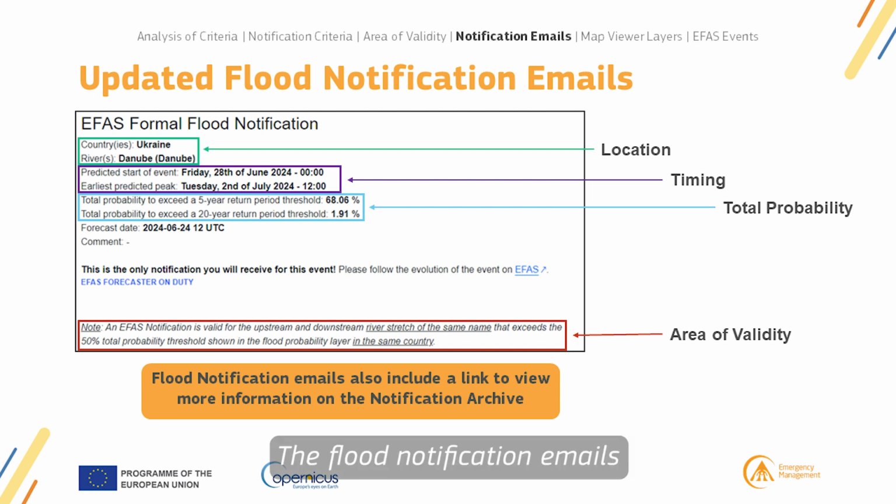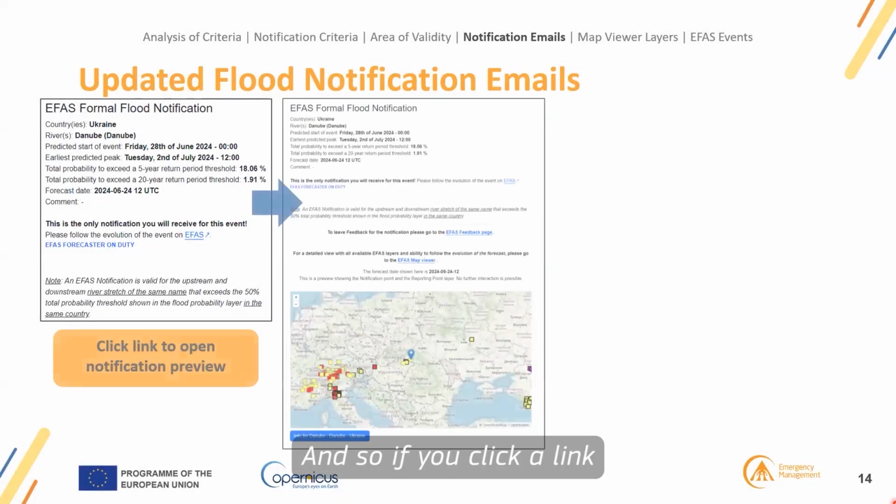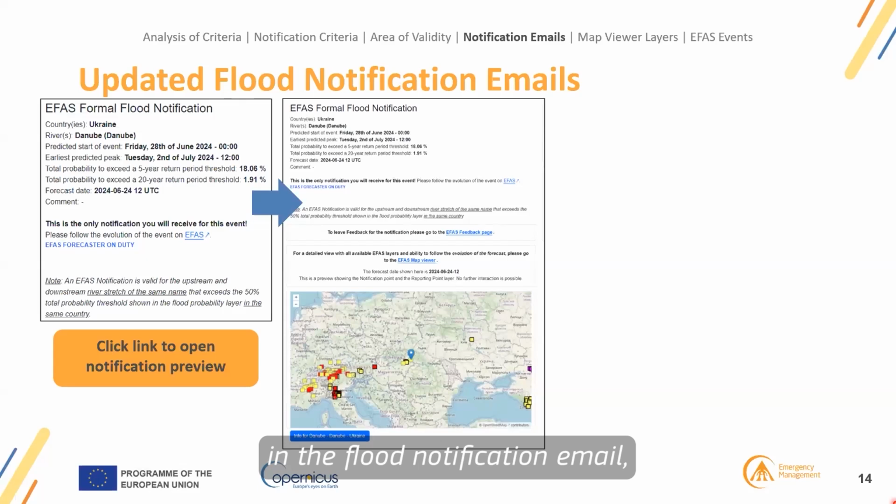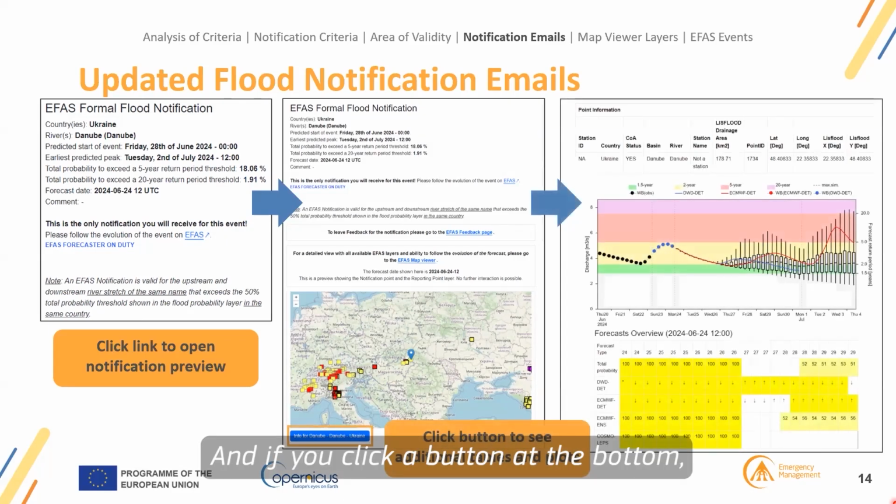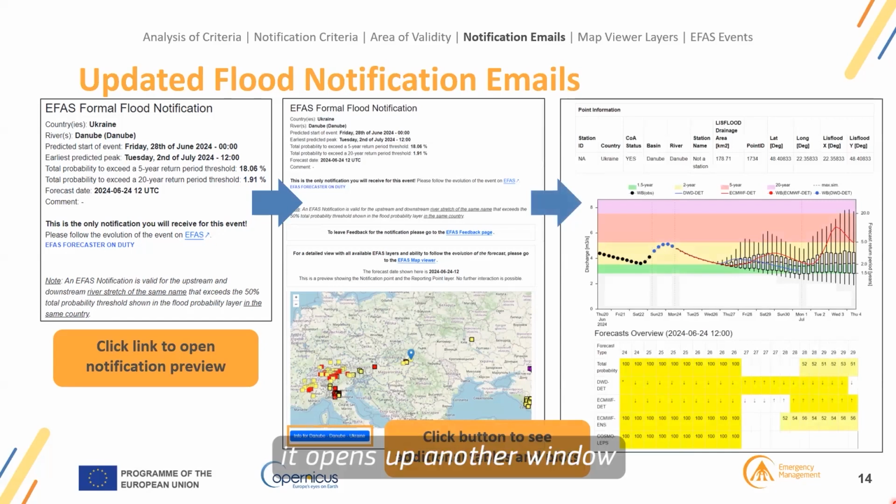The flood notification emails will also include a link to view more information on a notification archive. And so if you click a link in the flood notification email, then it'll take you to a website that has an interactive map that allows you to see the reporting point in the surrounding area. And if you click a button at the bottom, it opens up another window that shows additional tables and plots, such as the hydrograph and the total probability table.